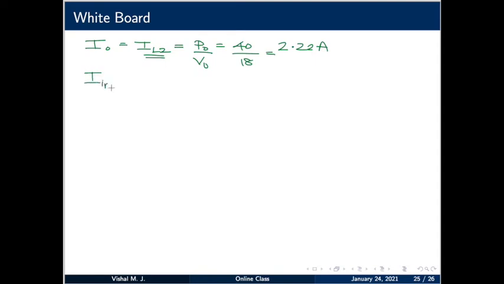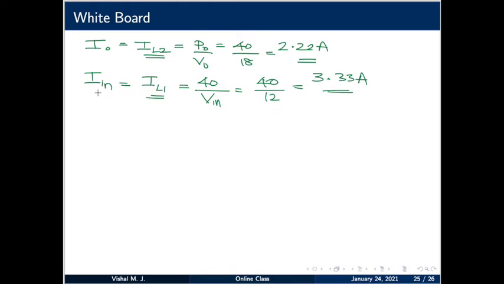Similarly, what is the source current, which is the average inductor current I1? Since we are assuming ideal components, P0 will be equal to Pin. So 40 divided by the input voltage, which is 12 volt. 40 by 12, you will get 3.33 ampere. So this is the average current through inductor L1.